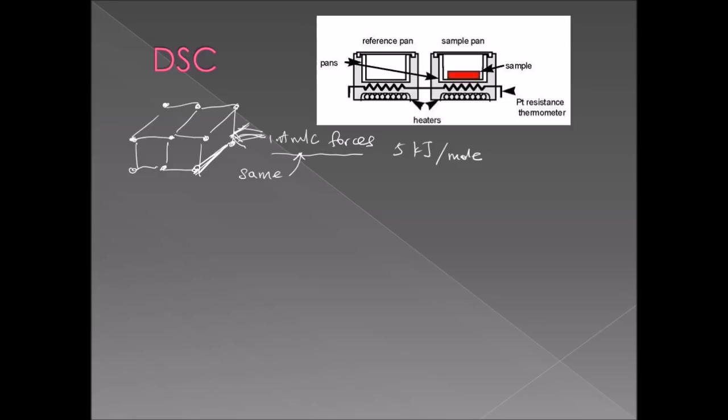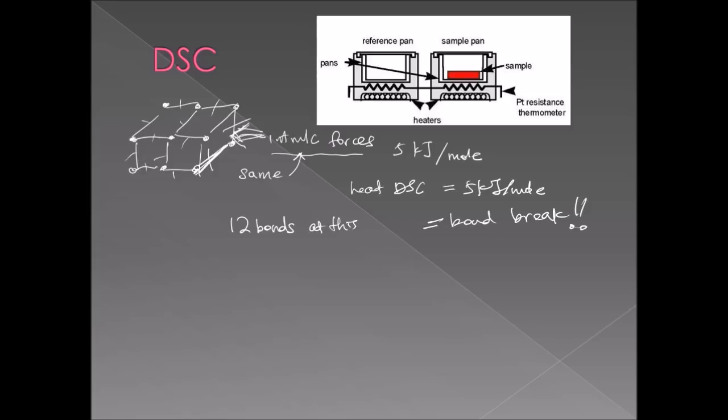And if the heat that's supplied by the DSC equals 5 kilojoule per mole, your bond breaks, right? And say you have how many bonds in the crystal structure? Let's say we have 1, 2, 3, 4, 5, 6, 7, 8, 9, 10, 11, 12, and we have 12 bonds to be broken at this point. So that's why you have a dramatic or an obvious thermal event, which you see from the DSC thermogram.